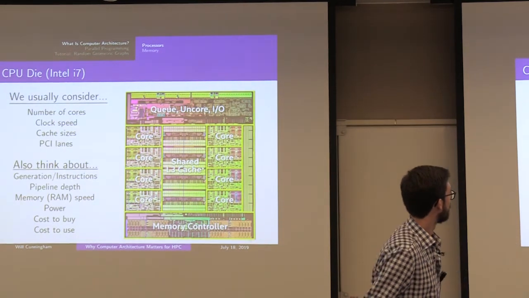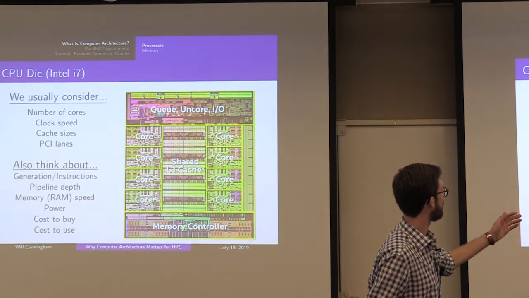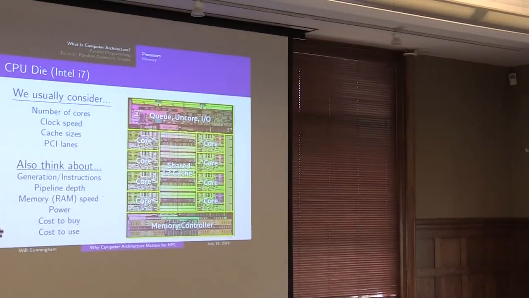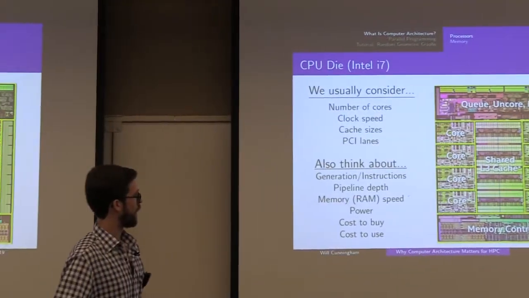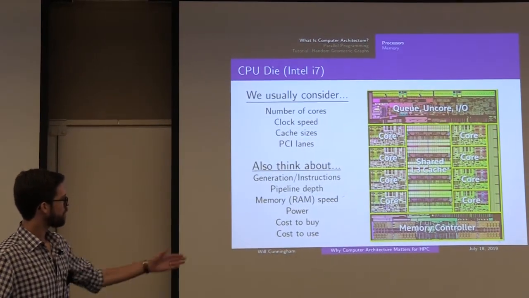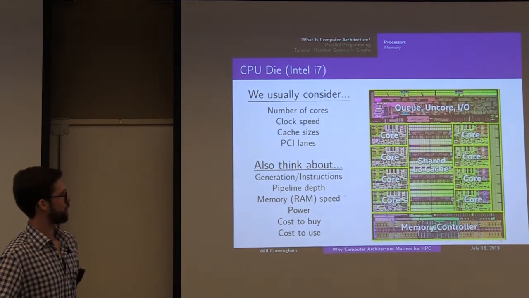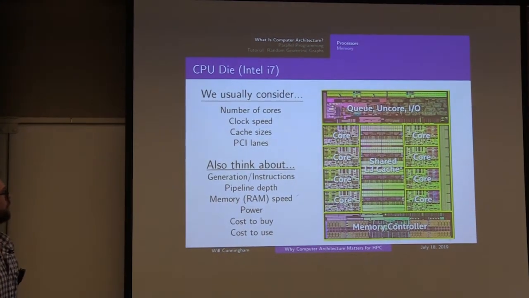So let's look at the processor. Here we have an example of an i7 die. And you can see that there are 8 cores here. There's a shared cache that's level 3. There's a memory controller, and then you have a whole bunch of other stuff which supports the CPU, but isn't necessarily within the core.